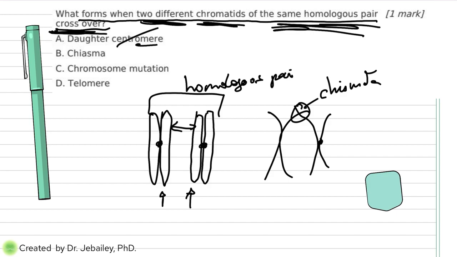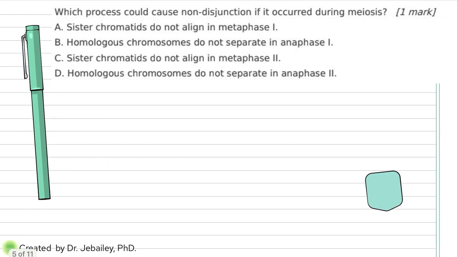Would it be a chiasma? Yeah, chiasma is basically the singular, so it makes sense. Chromosome mutation? No. Telomere? No. So the answer is B. Chiasmata and chiasma are basically the same thing, it's just that one is singular and one is plural. So moving on to the next question.